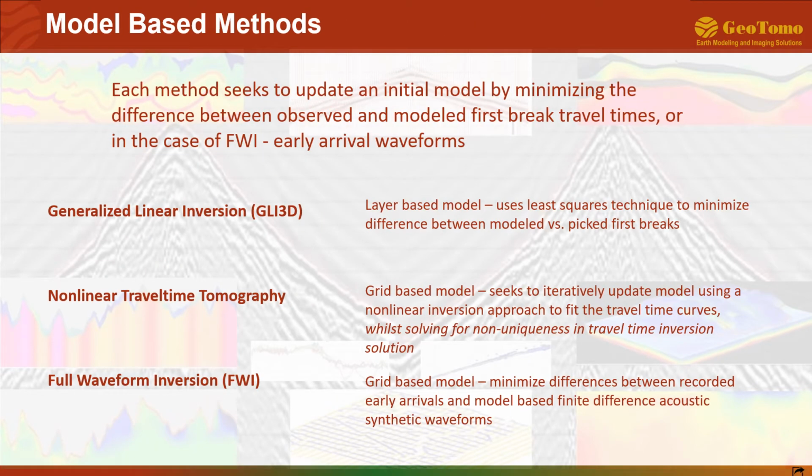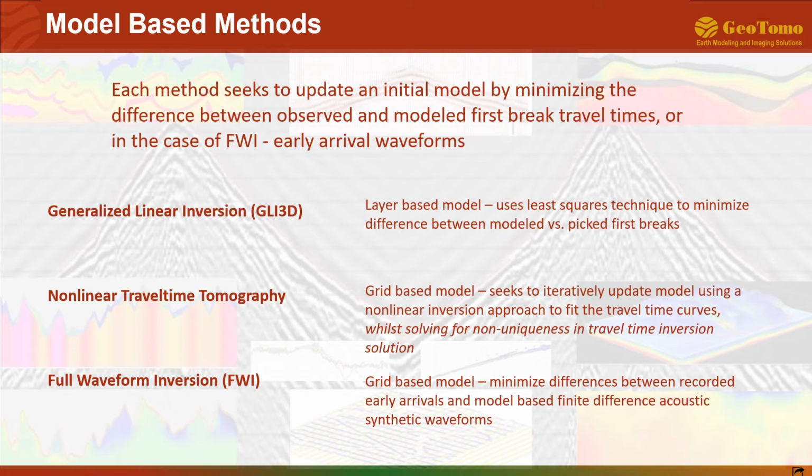Here is a summary of the model-based methods. Each method seeks to update an initial model by minimizing the difference between observed and modeled first break times, or in the case of FWI, early arrival waveforms. The GLI method uses a layer-based model and a least squares technique to minimize the difference between modeled and first break picks.